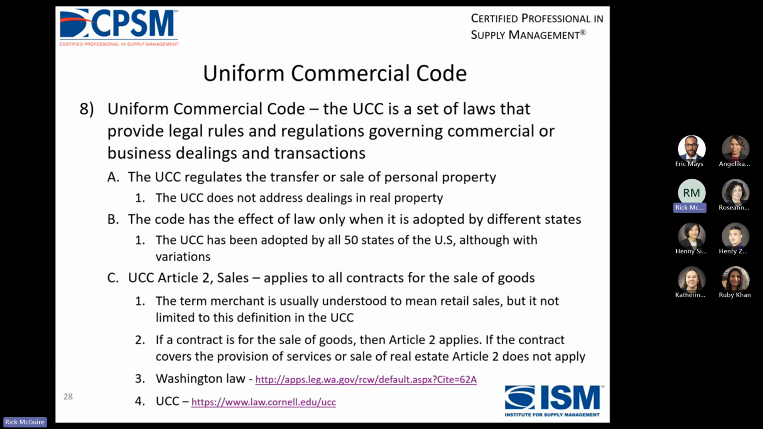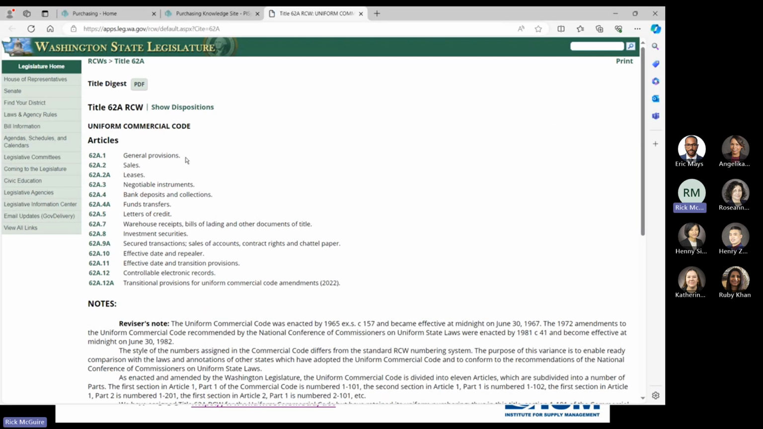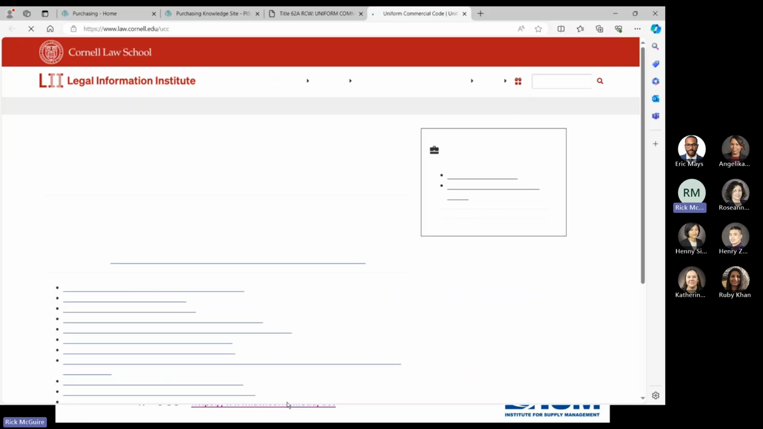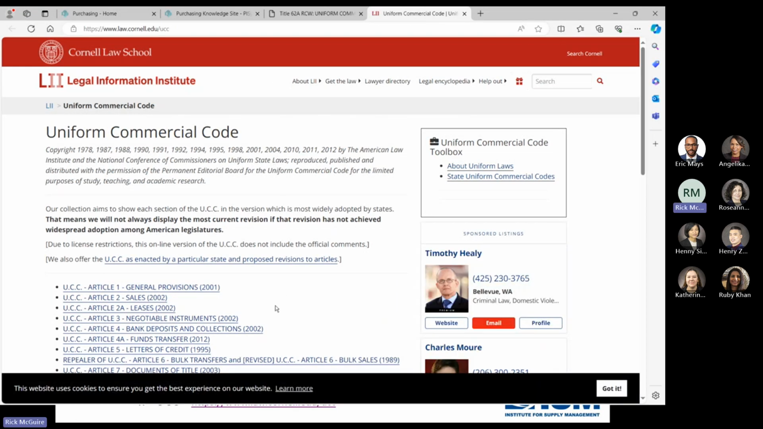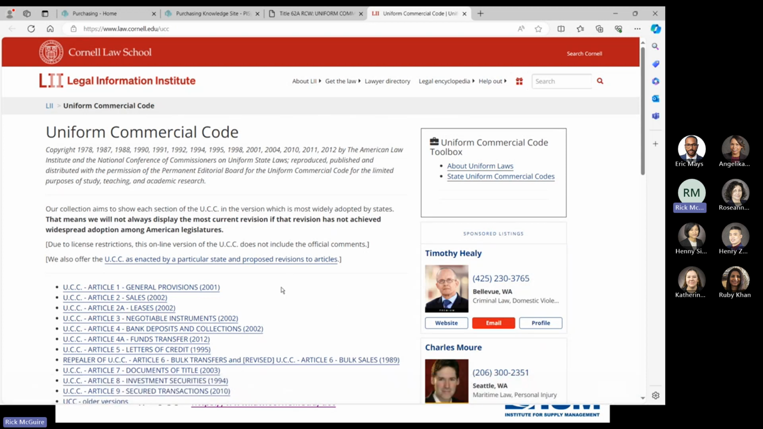Sales applies to contracts for sale of goods, which is what we're usually concerned with. And the term merchant is understood to mean retail sales, but it's not limited in this definition. And it kind of depends on state to state how they define this stuff. Article 2 applies if it's for goods. If it covers services or real estate, then no. So this is what the Washington version of it looks like. This is the UCC that's been adopted by Washington state legislature. And then here's the UCC itself that they send out to the states. And if you want to know more about how the whole process works, you can check these two websites here.